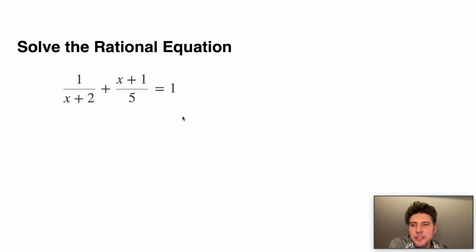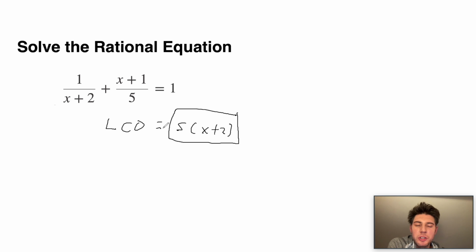We're going to talk about solving rational equations. In order to solve a rational equation, the first thing we really want to do is get rid of that denominator. So we want to multiply by the least common denominator. For this one, since 5 and x plus 2 don't have anything in common, the least common denominator is 5 times x plus 2. So I'm going to multiply everything by 5 times x plus 2.